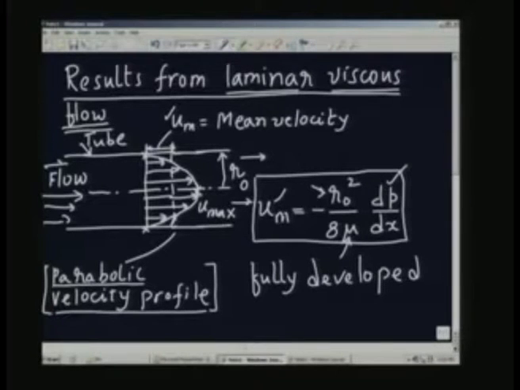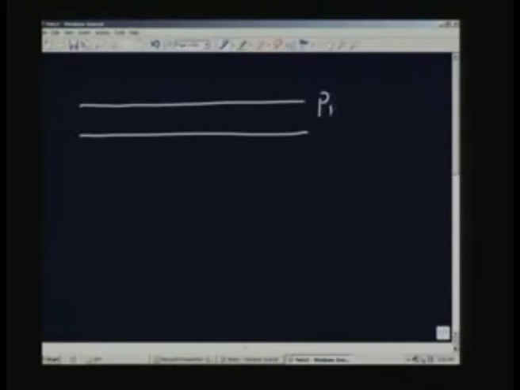Okay. With this little background, let us look at what is going to happen in the case of tube flow. So, let me just take a long tube, and I am going to have the pressure transducer here at one end, and the pressure to be measured is at the left end.